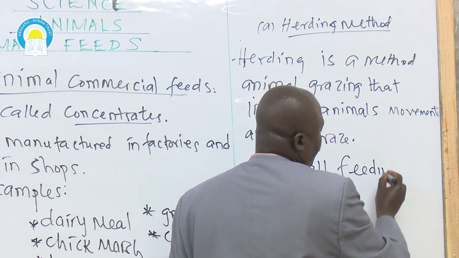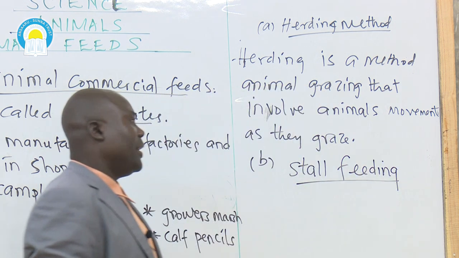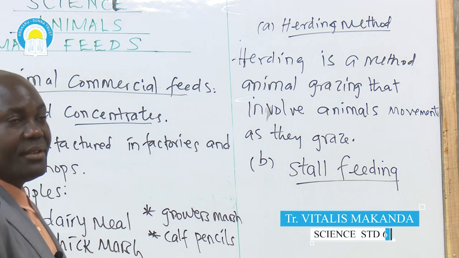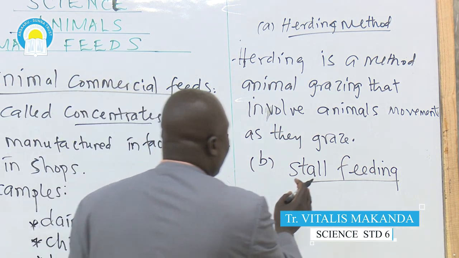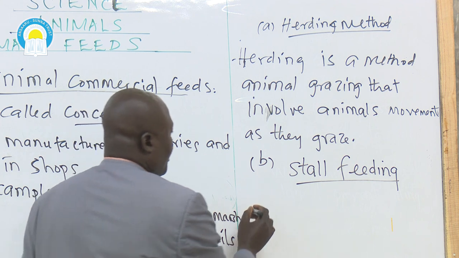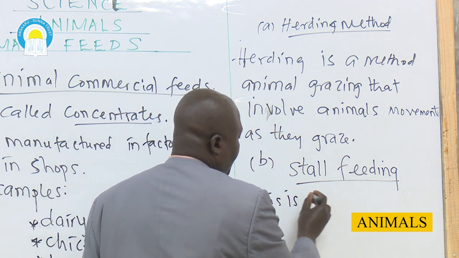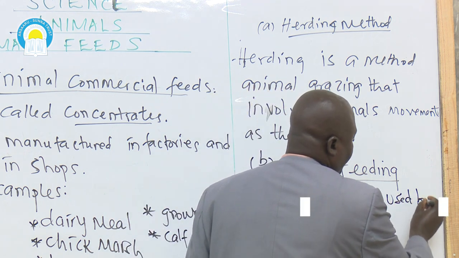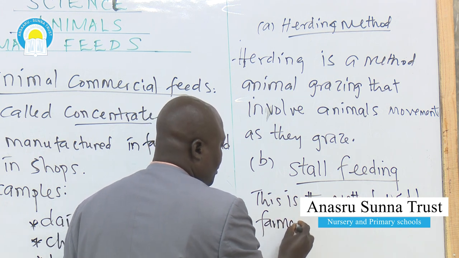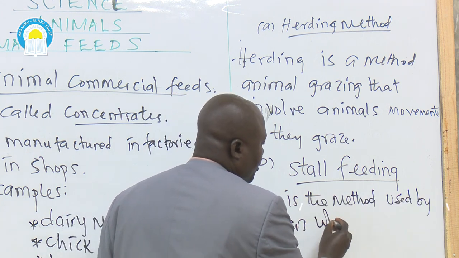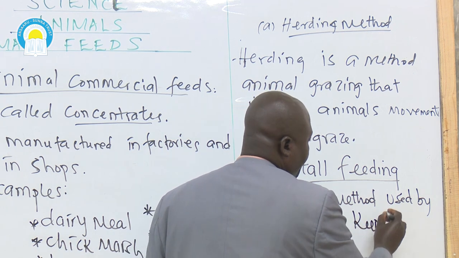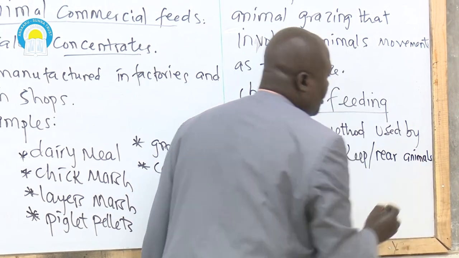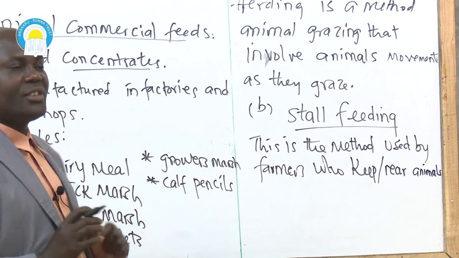Stall feeding. Stall feeding method here, this one is practiced by people majorly who keep animals for milk. So these are, for example, the dairy farmers. This is the method used by farmers who keep or rear animals in built or constructed structures.